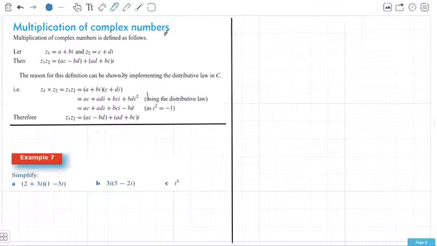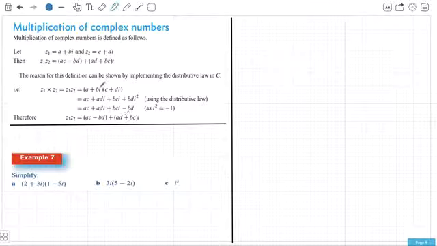We need to look at multiplication by complex numbers. What you're going to notice is that you're multiplying across brackets, just like if you have two linear expressions, like 2x plus 3 times x plus 4, you multiply all the different terms with each other. So that's what happens when you're multiplying complex numbers.